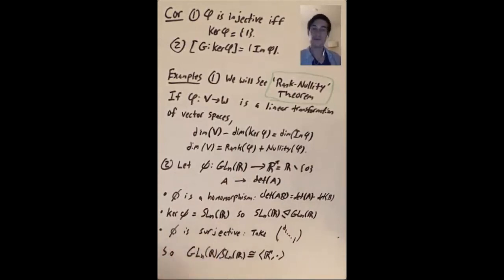Well, phi is surjective. Let's note that first. What does that mean? You take a real number D that's not 0, and you want to write down an n by n matrix of determinant D. Just take a diagonal matrix with a D in the upper left corner and 1s on the rest of the diagonal, and that'll work. So that means GL_n(R) mod SL_n(R), the kernel, is isomorphic to the image, but since this is surjective, that image is all of R star. So what is this saying? It's saying that GL_n mod SL_n is isomorphic to R star.